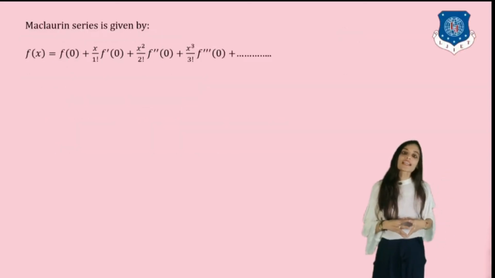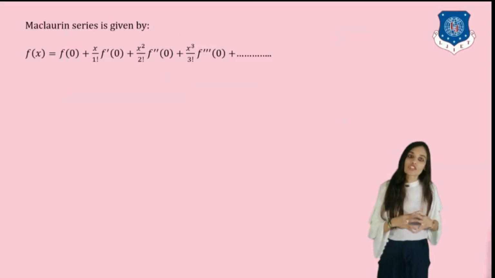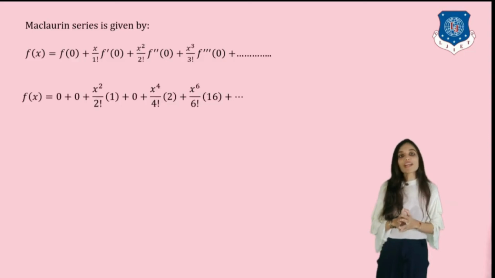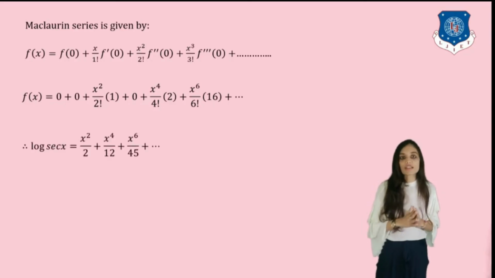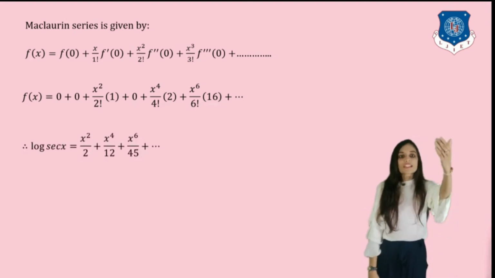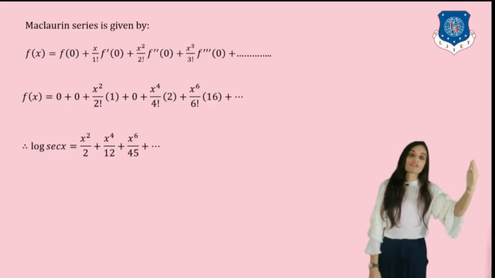So finally, let us now find the Maclaurin series. f of x is given by f of 0 plus x upon 1 factorial, f dash of 0, plus x square upon 2 factorial, f double dash of 0, plus and so on. So now let us start putting the values of f of 0, f dash of 0, f double dash of 0 and so on. So finally, our Maclaurin series of log sec x will be equal to x square upon 2 plus x to the 4 upon 12 plus x to the 6 upon 45 and so on.